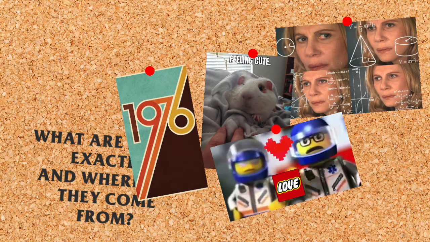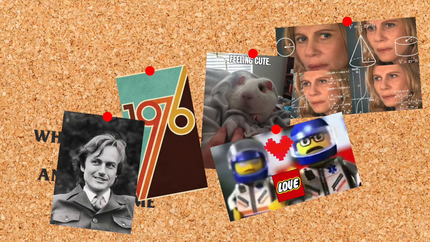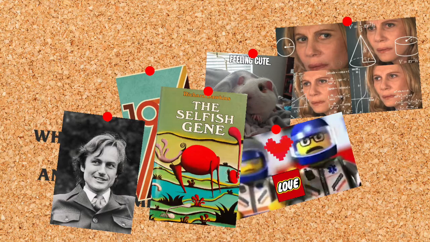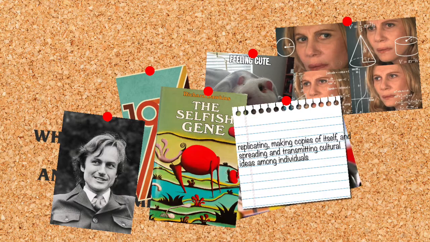In 1976, British evolutionary biologist Richard Dawkins coined the term meme in his book, The Selfish Gene. He defined it as being similar to the scientific idea of a gene, replicating, making copies of itself, and spreading and transmitting cultural ideas among individuals. Sound familiar? So you might be thinking to yourself, so memes originated a few decades before the internet?